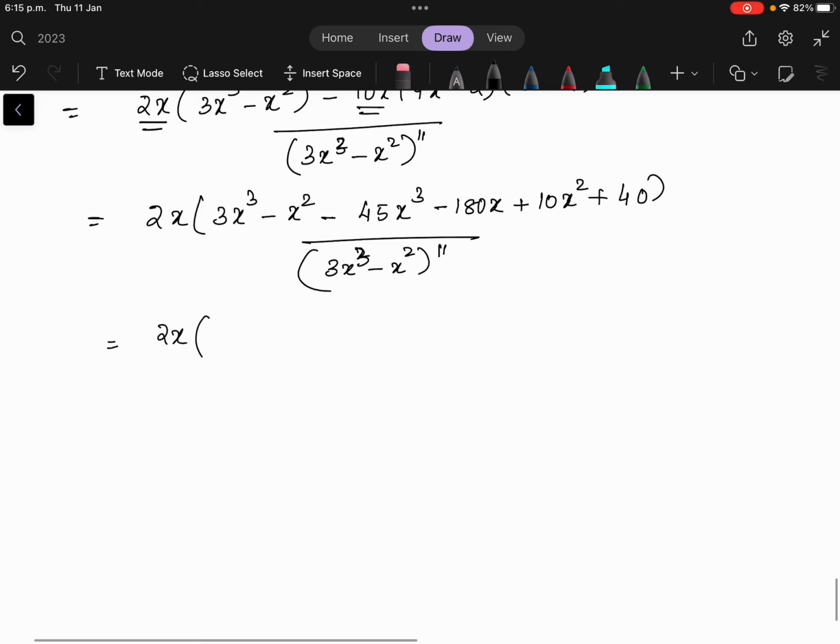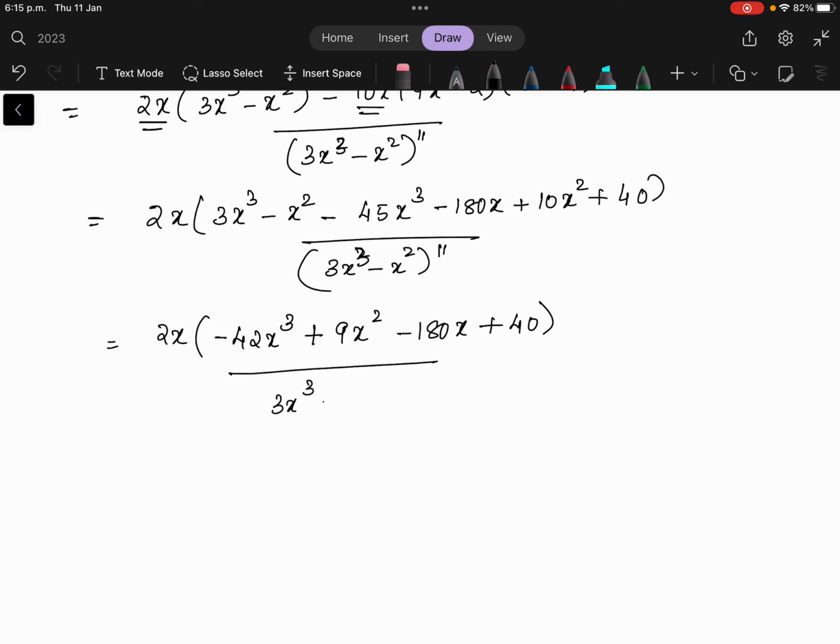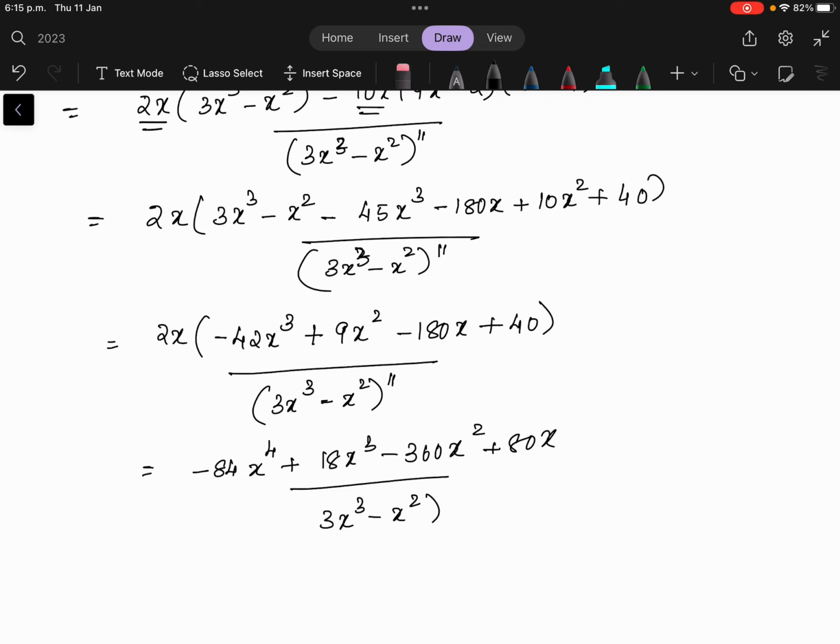Then when you simplify this further, what you will get is 45x cube, so that is like minus 42x cube plus 9x square minus 180x plus 40 divided by 3x cube minus x square to the power of 11. And then simplifying this further, I will get minus 84x to the power of 4 because I am multiplying the 2x inside, plus 18x cube minus 360x square plus 80x divided by 3x cube minus x square to the power of 11.